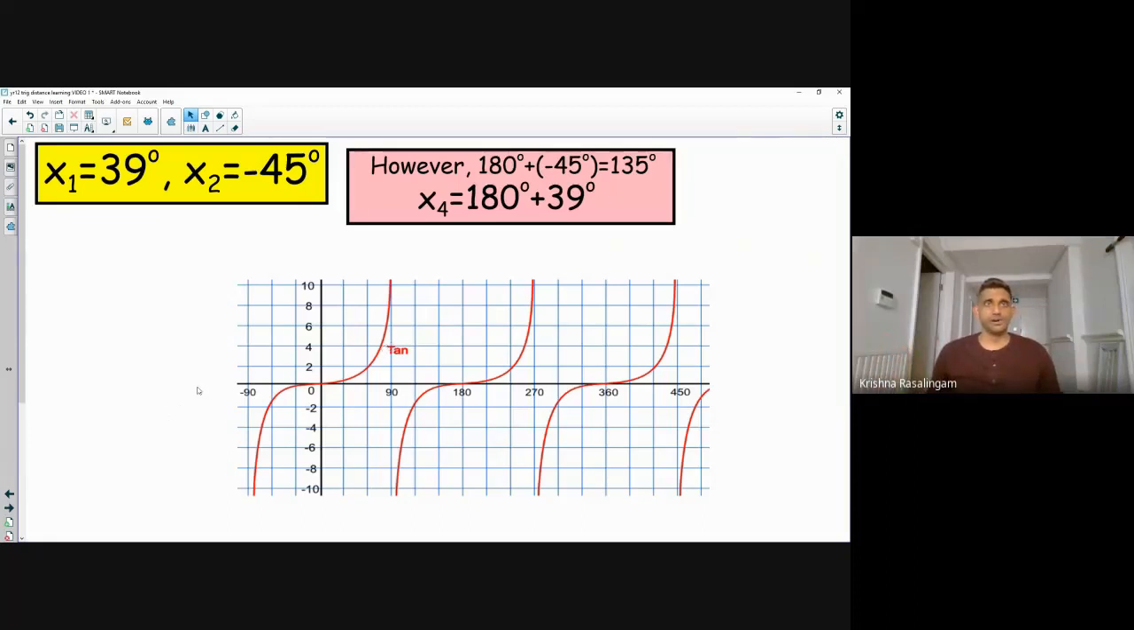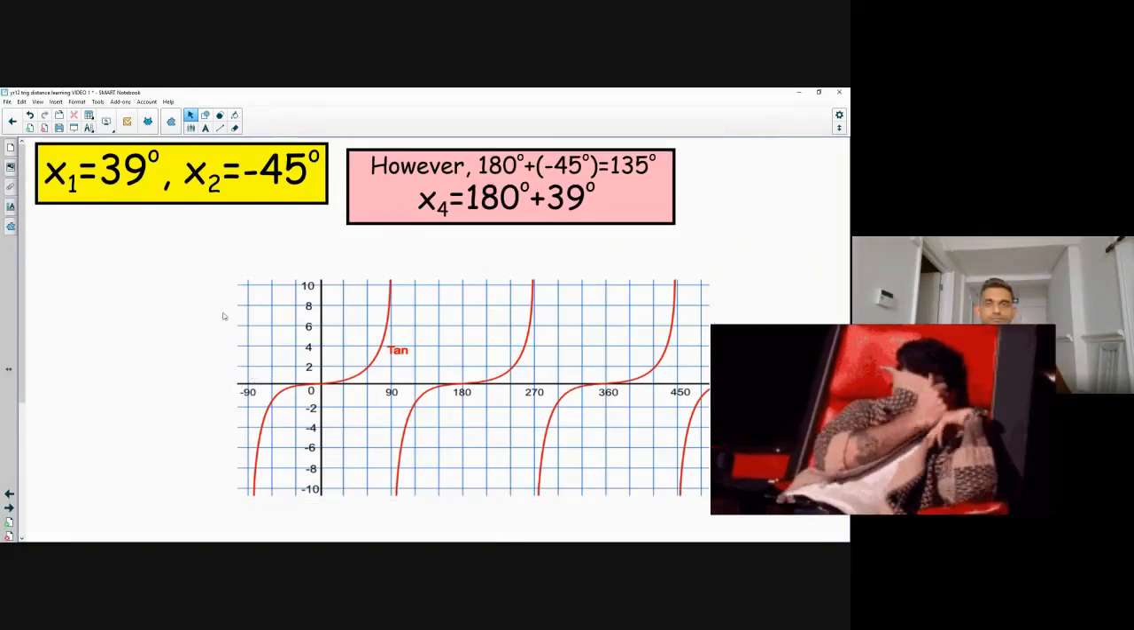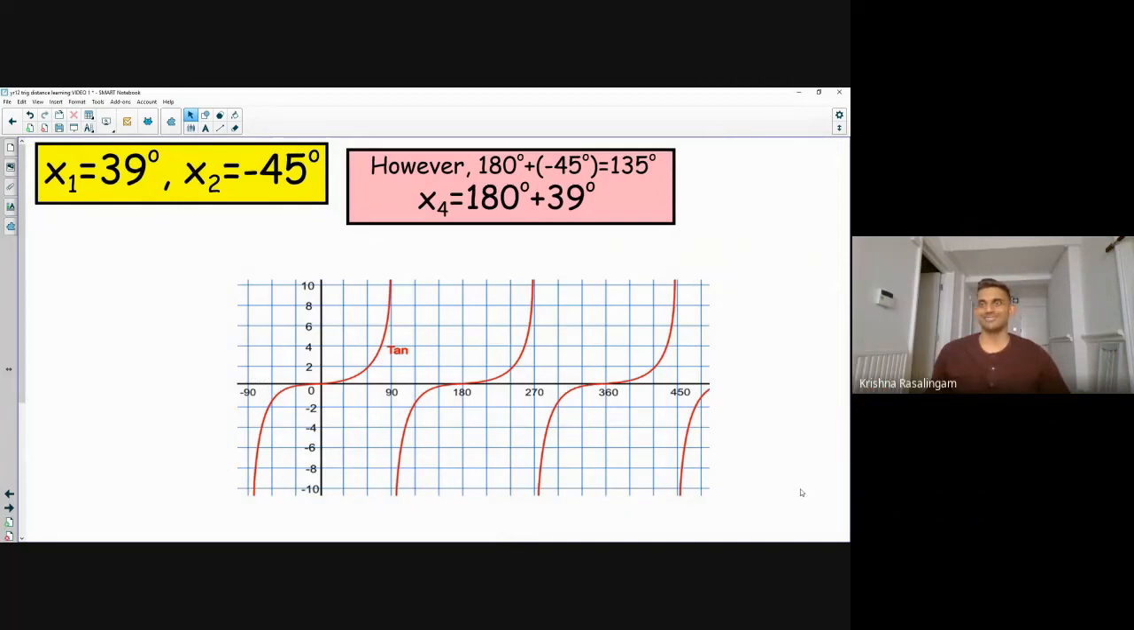I'm going to use, hopefully I should have some sort of useful graphic here somewhere. No, I don't. Pretty sure I did though. All right, so anyway. So tan repeats every 180 degrees. So you just add 180 degrees onto your answer, and we get that.